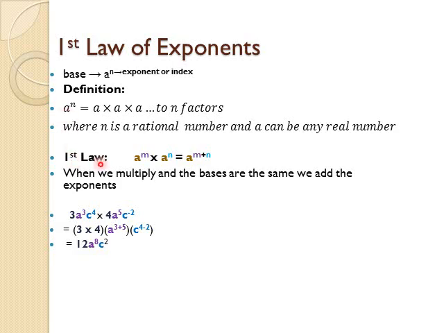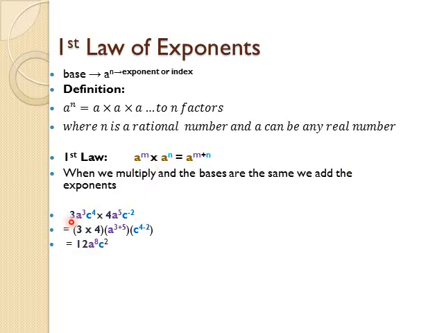So if we refresh grade 8 and 9, you did the first law. My bases are the same. We add the exponents if we're multiplying. So a to the m times a to the n equals a to the m plus n. Right? So if you're not following, I'll do examples. So when we multiply and the bases are the same, we add the exponents.